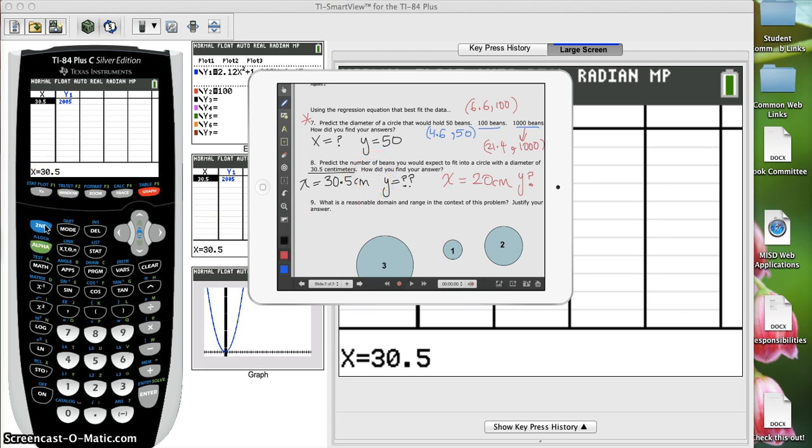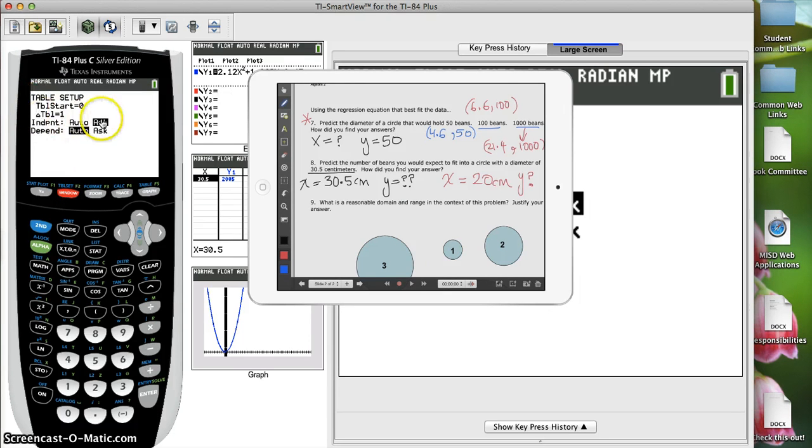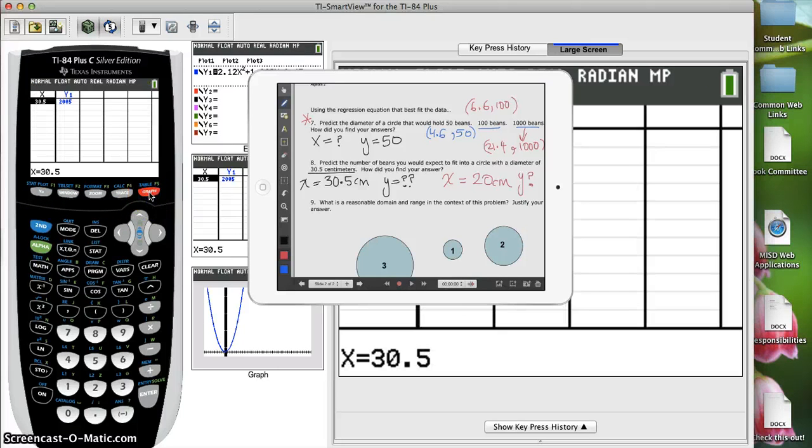Okay, so I'm going to do it both ways. I go to second window, and make sure that the independent is on ask. Then you go to second graph, and you type in 20 because you have the x value to be 20. And it will tell you that for a diameter of 20, I need 869.71 beans. So basically round up to 870, or you can just say 869 beans. I will take both answers because you cannot have 0.71 of a bean.